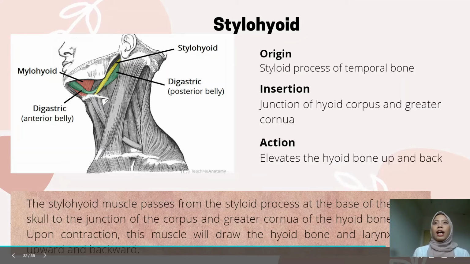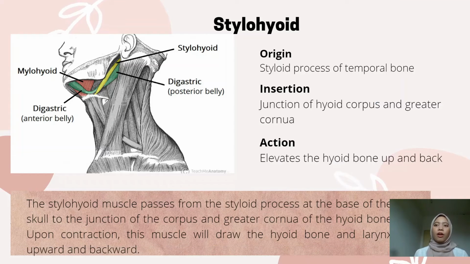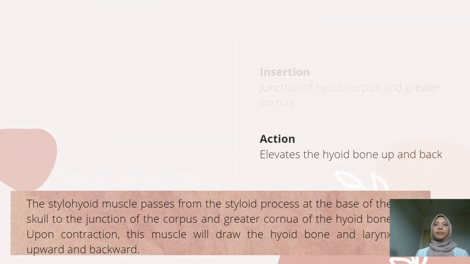Next is Stylohyoid. The origin is at the styloid process of the temporal bone. The insertion is at the junction of the hyoid corpus and greater cornua, and the action is to elevate the hyoid bone up and back. So the stylohyoid muscle passes from the styloid process at the base of the skull to the junction of the corpus and greater cornua of the hyoid bone. Upon contraction, this muscle will draw the hyoid bone and larynx upward and backward.